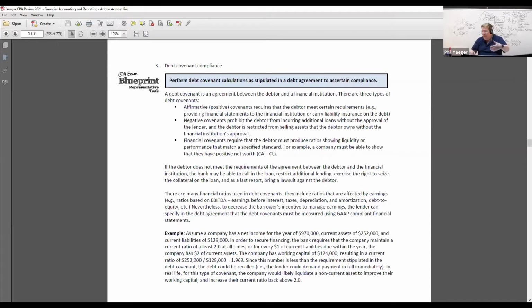Now, what is a ratio I might want to look for if I'm a bank? I want to make sure that they're going to pay interest if I lend them money, and I look at other loans they have. One ratio is called times interest earned. You ever heard of that one? Does anybody know the ratio times interest earned? What's the numerator?